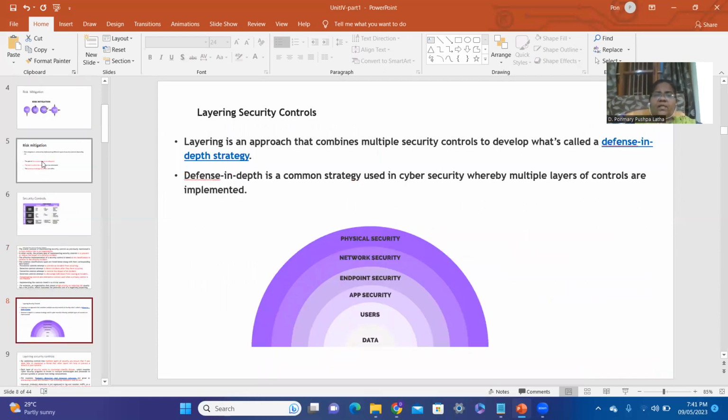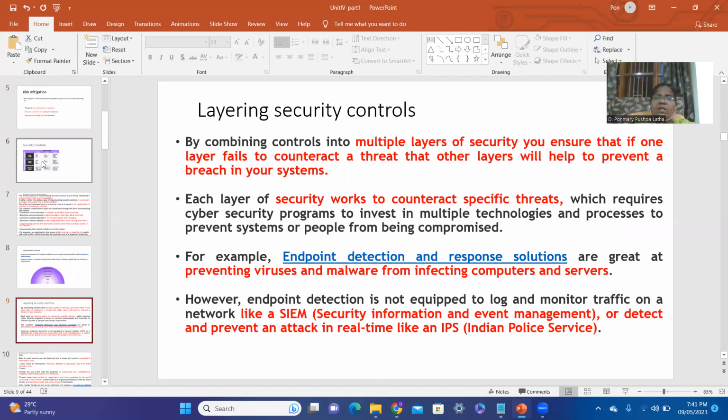The next one is layering the security controls. It is also called the defense in depth strategy. First data is there, next layer users, then we are maintaining the application security, endpoint security, network security, and the physical security. So like this, different layers are there. In layering security controls, we are combining the controls into multiple layers.